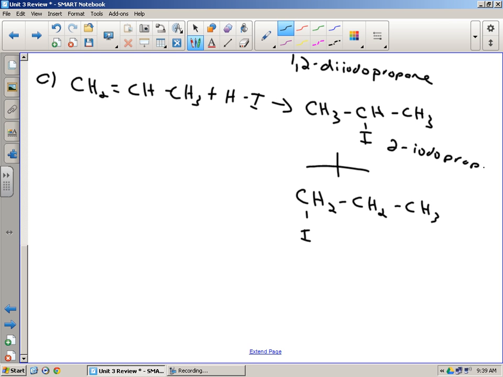2-iodo-propane, and this would be 1-iodo-propane. All right, so be careful of isomers, of course. Make sure you think about all the possibilities for those. Alrighty.